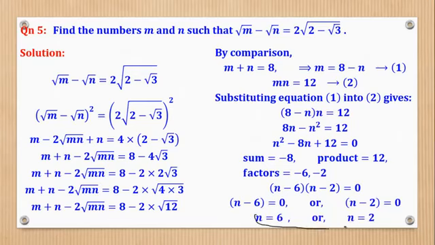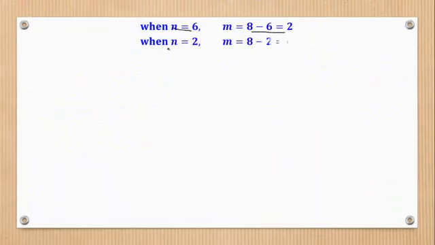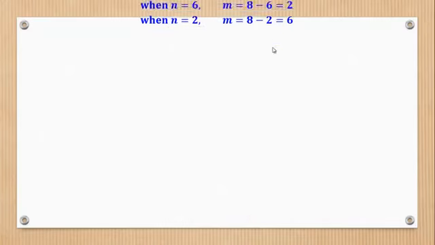So after getting the values of n, I need to get the corresponding values of m. But I know that from equation 1, when I know n, I can get m. So I'll come and substitute. So when n is 6, m is 2. And when n is 2, m is 6. And that's what they wanted.